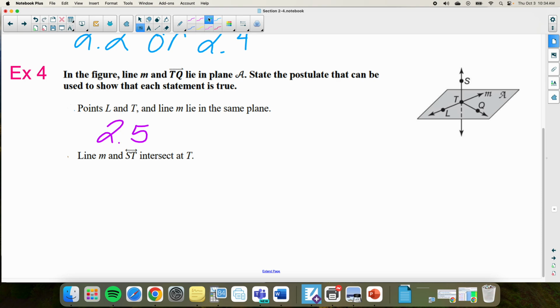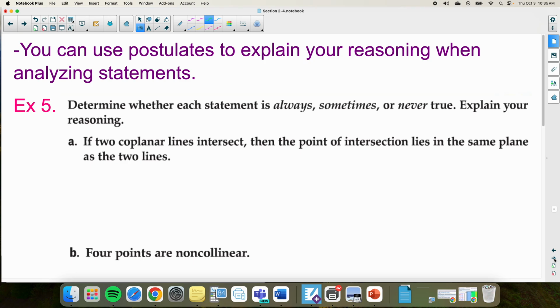So, line M is this line right here. And line ST is this line right here. And it says they intersect at point T. Which one talked about if 2 lines intersect, they intersect at a point? 2.6. Okay.